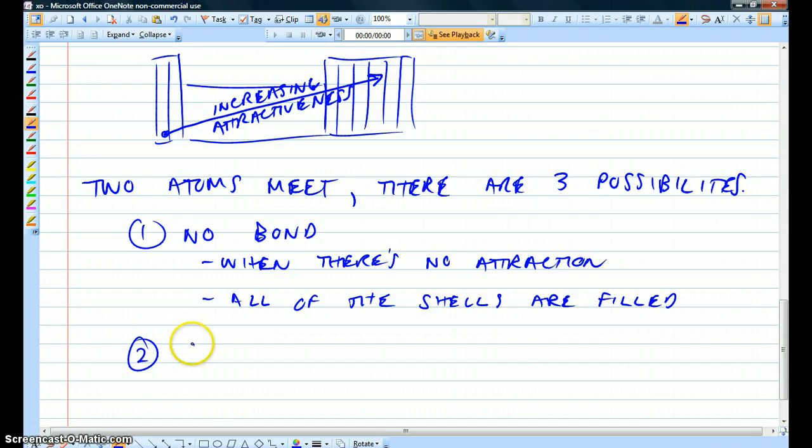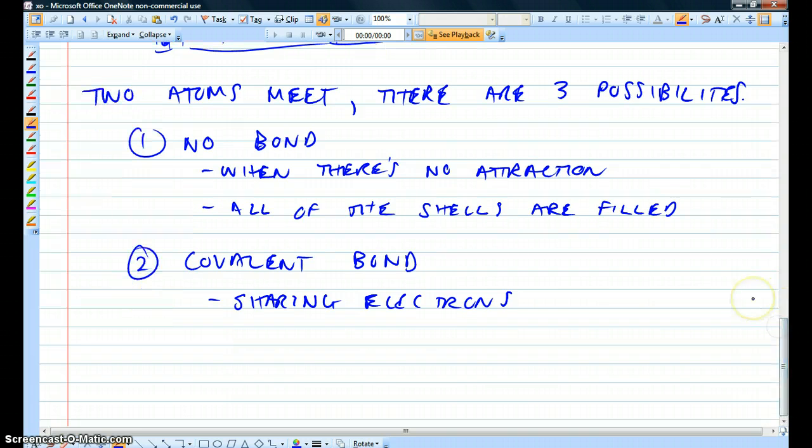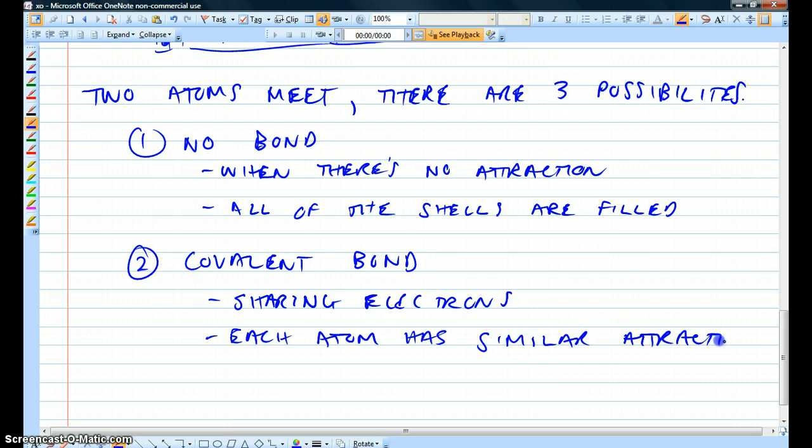Okay. The second option here is called a covalent bond. So in this case they do bond together. It's called a covalent bond, and this is when they're going to end up sharing electrons. Now this is when they have a moderate attraction for each other. So each atom has about the same attraction for electrons.